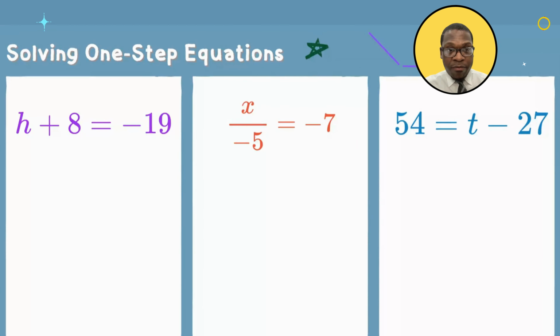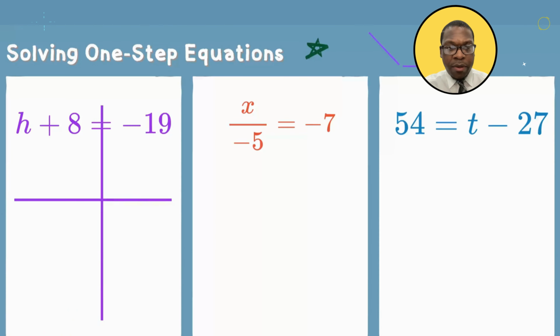Now here I have them mixed up so we can get a good sense of what to do, and we'll see that we'll do these just a little bit faster. Okay, we'll start with the first: h plus 8 equals negative 19. Okay, let's make our scales so that we keep the equation balanced. All right, we need to identify in the problem, what do we see? Addition, subtraction, multiplication, division? And h plus 8 equals negative 19, clearly we see addition.